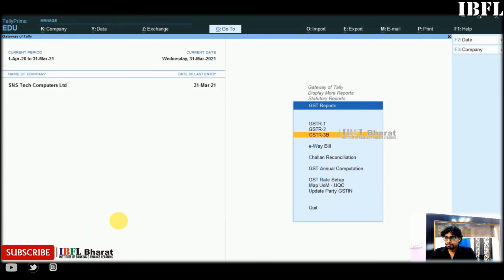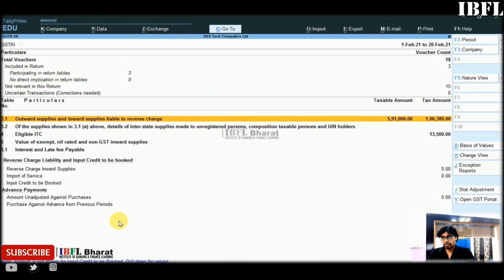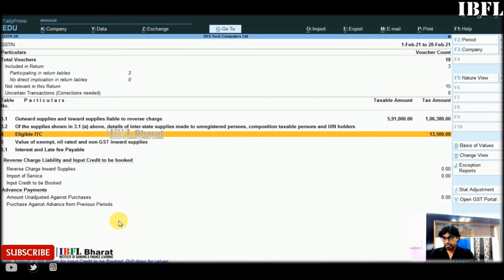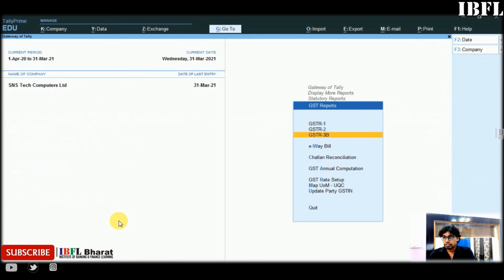Now 3B, in this the outward supplies taxable amount is 5,91,000 rupees. Eligible ITC is 13,500 and total tax amount is 1,06,380 rupees. We can see it in GSTR 3B.